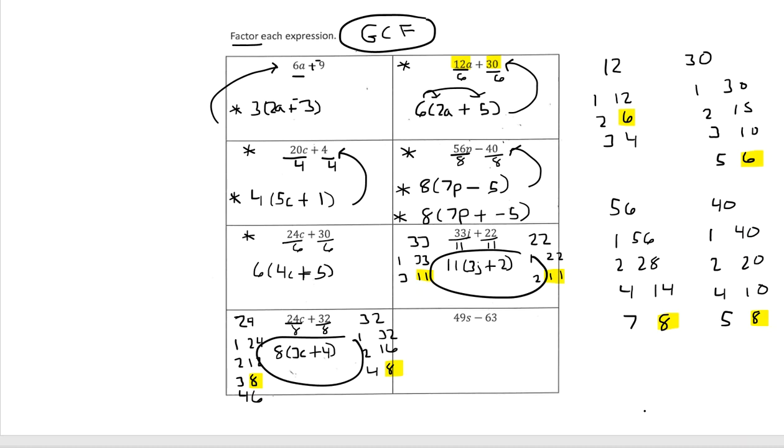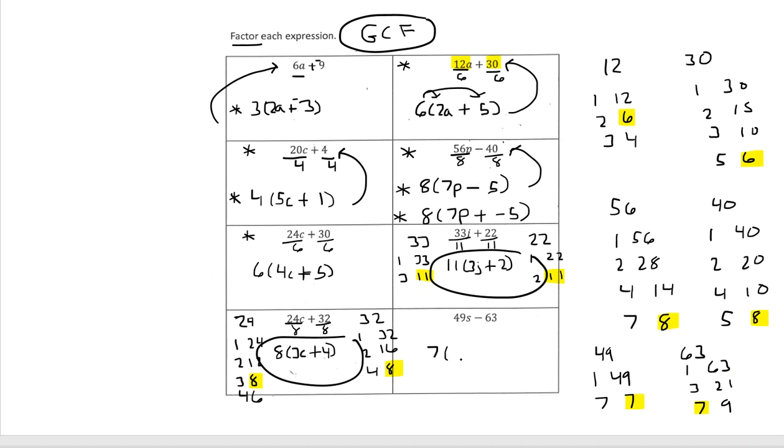Okay, and then the last example I'm going to do for you, 49s minus 63. If we list the factors of 49 and the factors of 63, factors of 49 are 1 times 49, 7 times 7. Factors of 63 are 1 times 63, 3 times 21, 7 times 9. So that means our greatest common factor would be a 7.